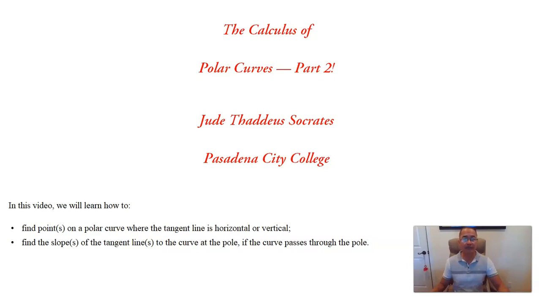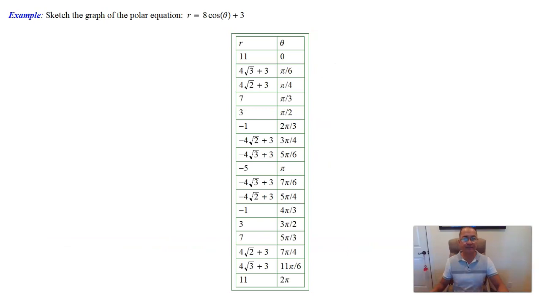So we shall begin by reviewing the main example that we saw in that first video. Our equation is r equals 8 cosine theta plus 3. We started out by modifying the table that we had when we only had r equals 8 cosine theta. We copied that table. We only went from 0 to pi, if you remember. Then we added 3 to all of the r coordinates. And when we got to pi, we thought, oh, we're done now. No, because r is negative 5, but we started at 11.